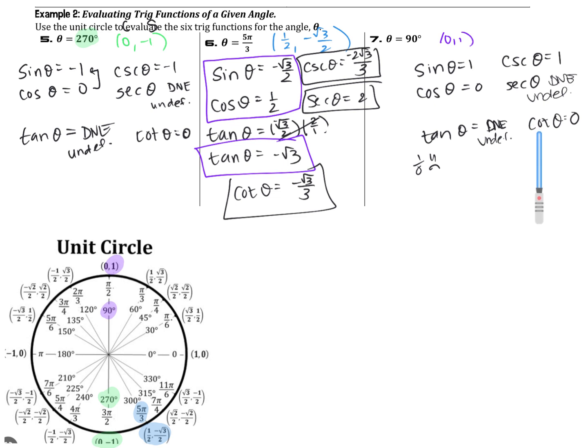That's just 0. So now that we've spent some time talking about how to find the 6 trig functions of an angle that corresponds to a point on the unit circle, let's talk about if we were just asked for one specific trig value for a given angle.